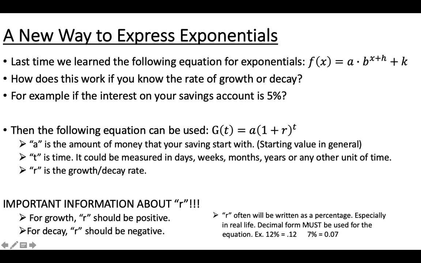R often will be written as a percentage, especially in real life. And so in real life, I'm talking about savings accounts. I'm talking about getting a loan for a car or whatever. Instead of using the percentage, instead of using 5%, 10%, or whatever, you have to use the decimal form. So instead of using 12%, you would put 0.12. Or instead of putting 7%, 0.07. By the way, it doesn't matter if you put the 0 in front of the decimal. I realized I didn't do a 0 here in the front. I did do a 0 here.